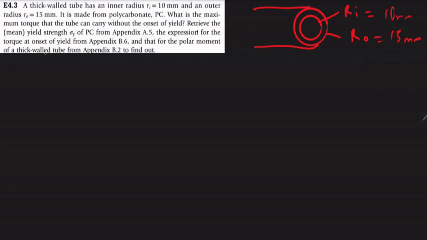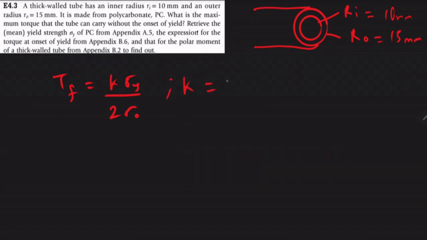They told us to retrieve the mean yield strength of polycarbonate from appendix 5. So this is why you need those appendices if you're trying to solve all these questions. If you go through the appendix, you see that the formula for torque at failure, TF, is K times Y divided by 2 R naught, where K is a constant given by K is equal to pi divided by 2 brackets R raised to the power 4, RO, which is the outer radius, minus the inner radius RI raised to the power 4. So that's the formula for K.